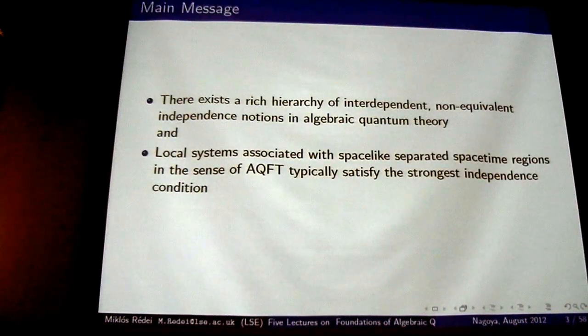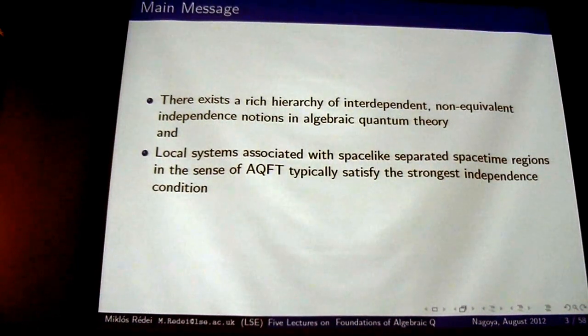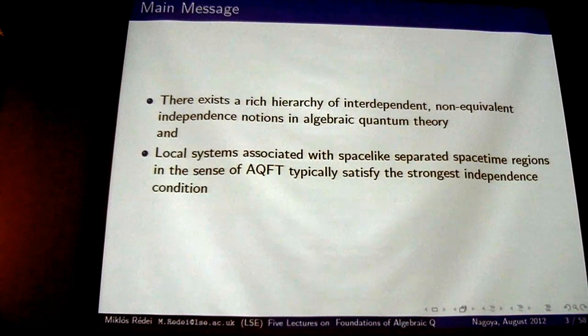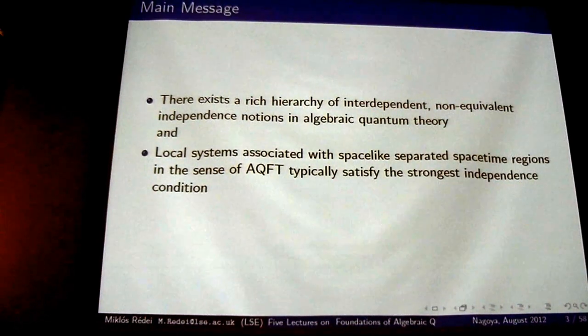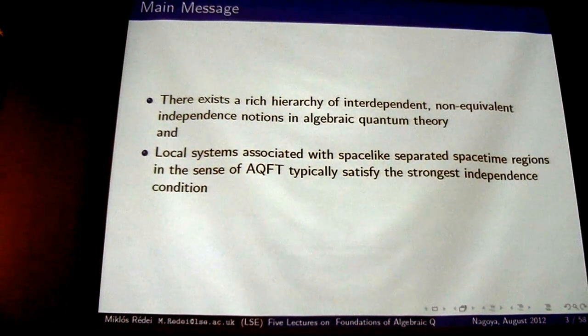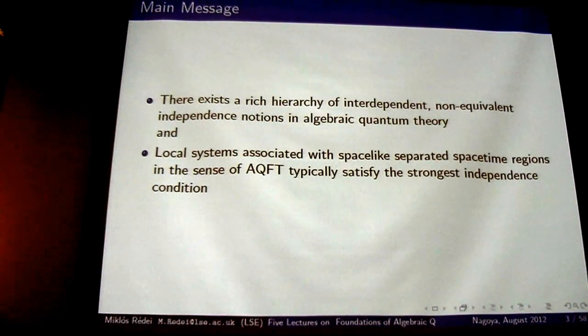In every lecture, there is a simple main message. And I hope you don't mind the simplicity of the main messages, which I have designed at the beginning of all lectures. And the main message here is also very simple, namely that there is a very rich hierarchy of interdependent, non-equivalent independence notions in algebraic quantum field theory, and the local systems associated with space-like separated space-time regions in the sense of local algebraic quantum field theory typically satisfy the strongest independence notion. So this is very reassuring as a message that algebraic quantum field theory is all right from the perspective of our intuition. Remember, the intuition is that this theory really embodies locality and causality in an intuitively compelling fashion.